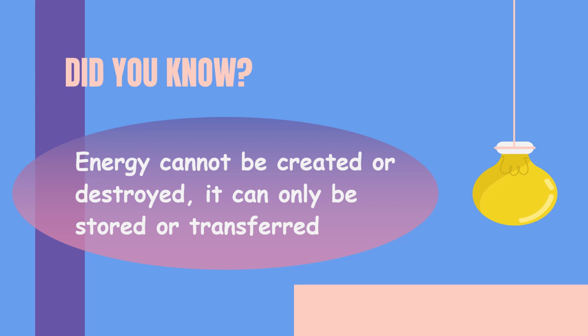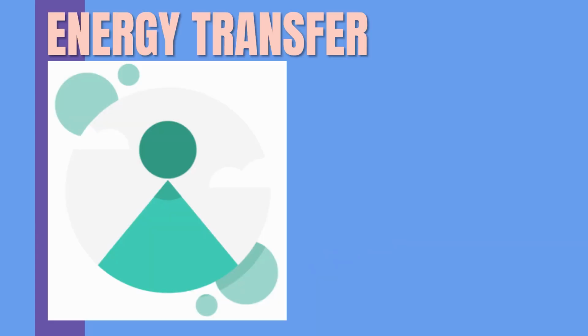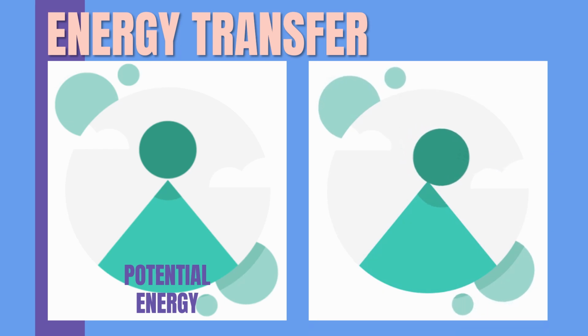Now, what do you mean by that? For example, we have here a rock on top of the mountain. The rock has potential energy that is waiting to be used, therefore, it has stored energy. Now, what will happen if the rock on top of the mountain falls down? The potential energy of the rock will be converted into kinetic energy.